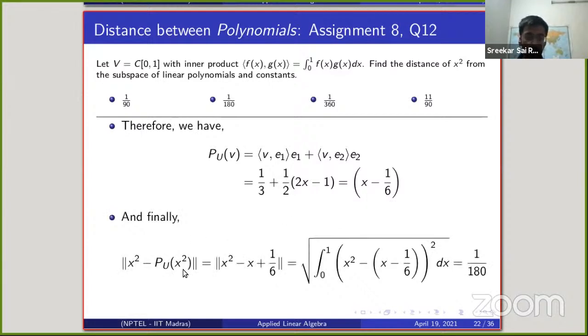Finally, in order to find the distance between these two polynomials, you just subtract the two polynomials and then find the norm of that. So that would be simple. This is x square minus (x minus 1/6), the polynomial along. You can think of it like the polynomial that goes from this to that polynomial, and you just multiply it by itself, integrate to evaluate the inner product, and take the square root.